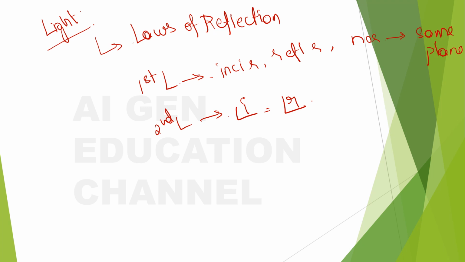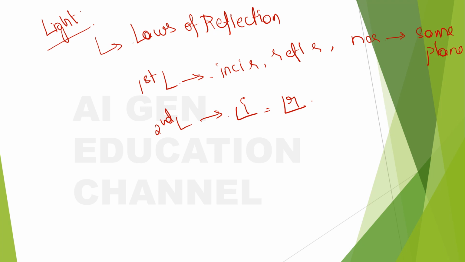And the other thing we have learnt is that light travels in a straight line, and what else did we learn? It is a form of energy, and about regular reflection and irregular reflection. Irregular reflection is also known as diffused reflection, right?